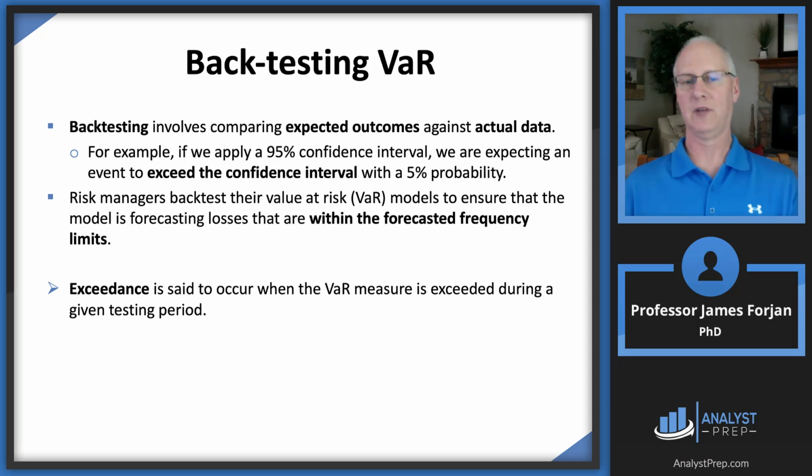So exceedance is said to occur when the value at risk measure is exceeded during a given testing period. Let's just do the obvious one. Let's suppose we have a 95% confidence and we calculate a value at risk of, let's just say, $1 million. And over the next 100 trading days or 100 trading weeks or 100 trading years, whatever our sample period is, say 40 of those outcomes exceed our value at risk. Well, what we have to do is conclude that, boy, that model pretty much stinks, right? So we want to make sure that it's 5%, right? We pick 5%, and we want to make sure that it's 5%.